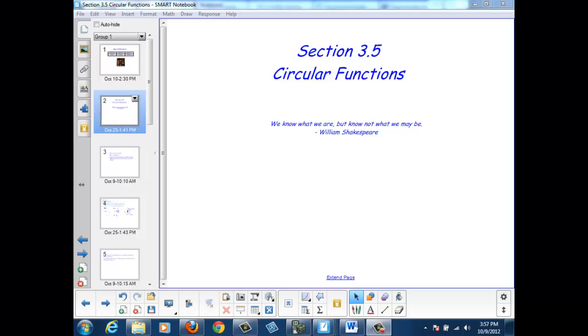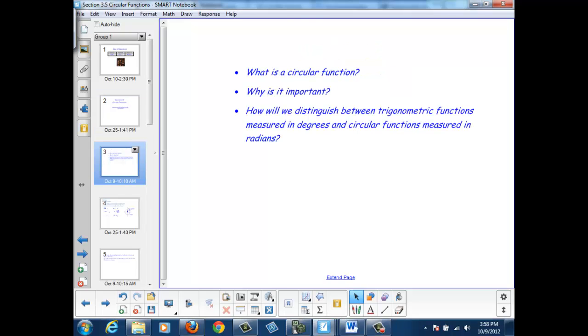Welcome to section 3.5, circular functions. At the end of this lecture, you should be able to answer these three questions. What is a circular function? Why is it important? And how will we distinguish between trigonometric functions measured in degrees and circular functions measured in radians? Well, first of all, what is a circular function?